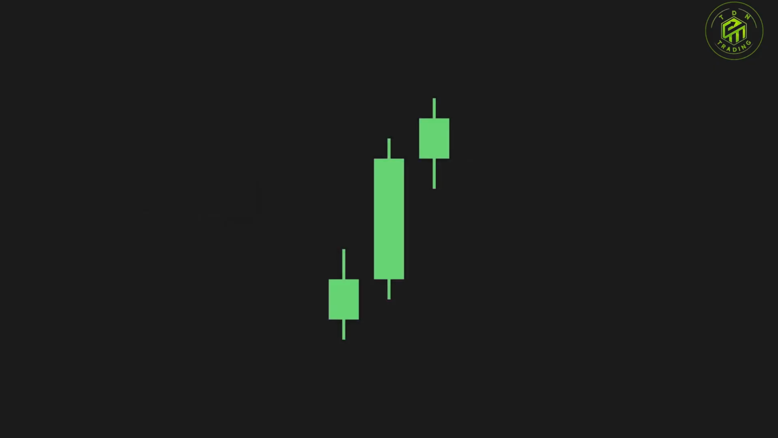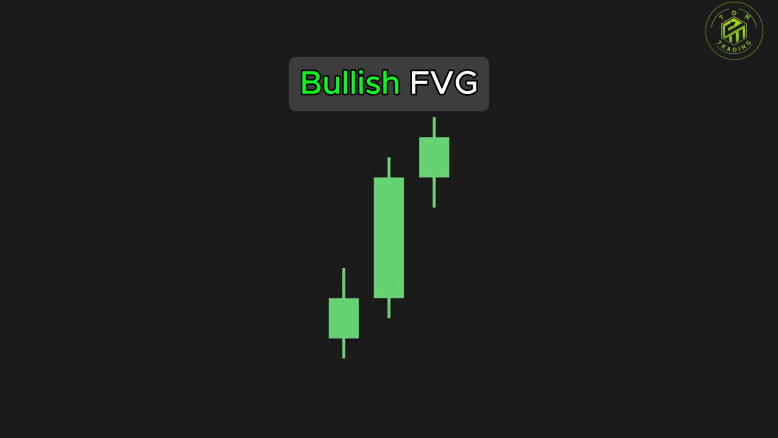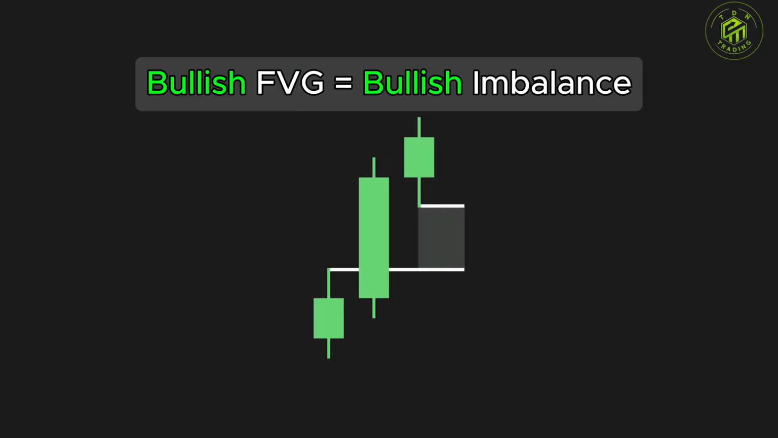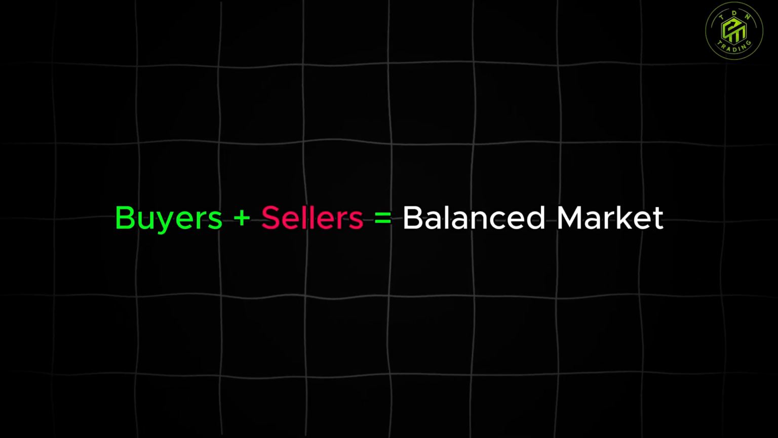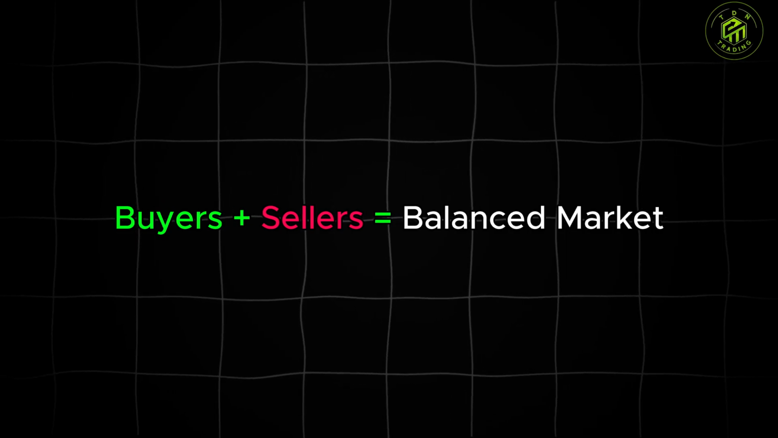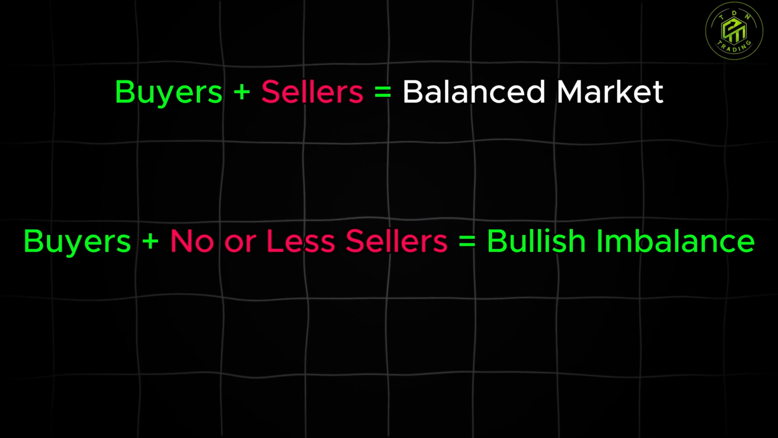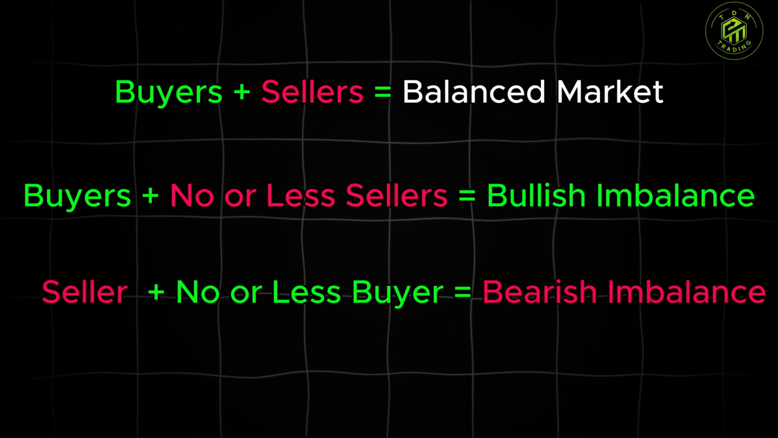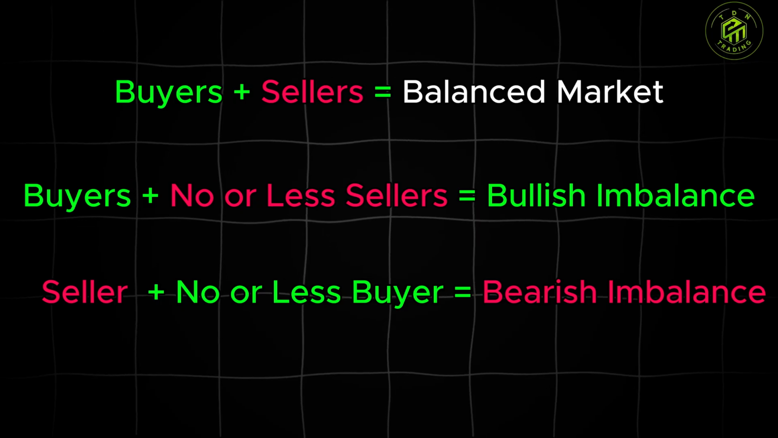Here we have a series of 3 bullish candles, and within their formation lies a bullish fair value gap. The gap forms when there is a space left between the first candle's top wick and the third candle's bottom wick, which is also known as a bullish imbalance. To give a simple explanation behind why imbalances are important, the chart likes balanced price action, and to achieve this, it needs to see both buyers and sellers taking part in the moves. So when we have a move that involves only buyers taking part, this creates a bullish imbalance, and the same happens when only sellers are taking part. It creates a bearish imbalance.